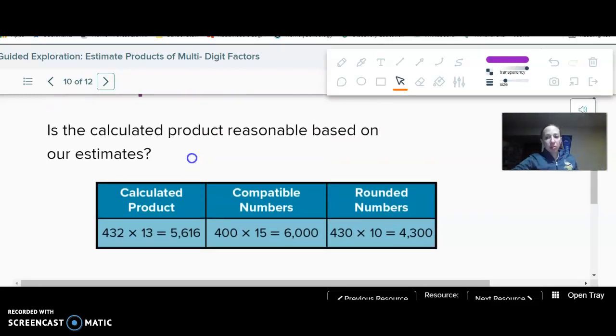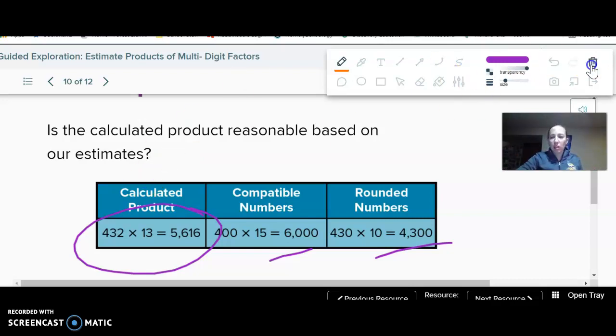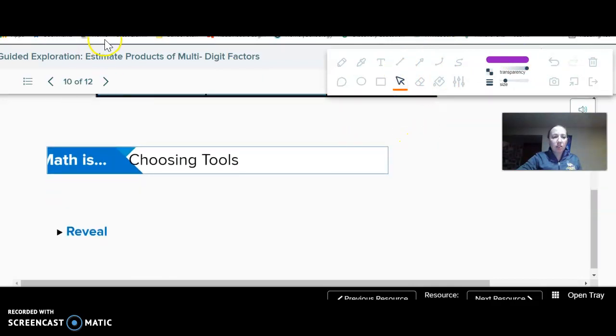So is it reasonable? If we calculate it out and we get 5,616, is that reasonable based on our estimates? Well, yes. It's about 1,000 away from one. It's about 1,000 away from the other. Really, it's only about 400 away from one and a little farther from the other. So yes, that shows me that it's a reasonable answer, that I probably multiplied correctly. So again, that's why we might use rounding: to check and see if the answer that I got makes sense.